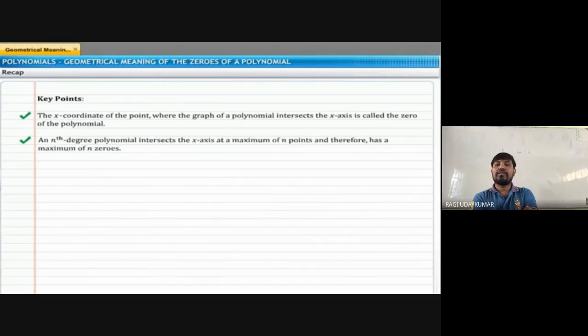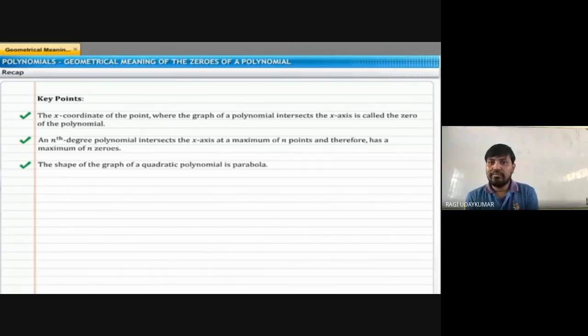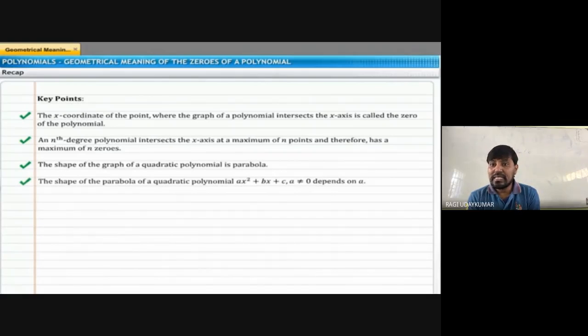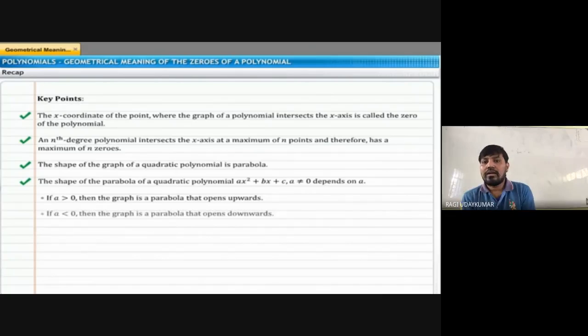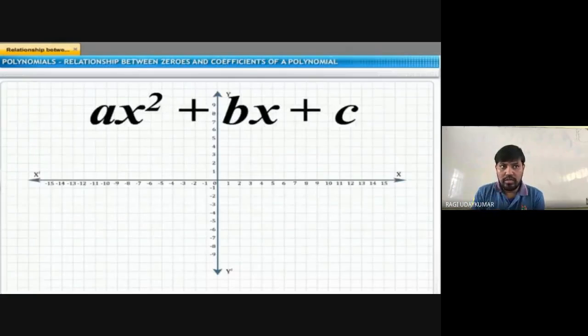So key points here, what we have learned. The x-coordinate of the point where the graph of the polynomial intersects the x-axis is called a 0 of the polynomial. An nth degree polynomial intersects the x-axis at a maximum of n points and therefore has a maximum of n zeros. Now the shape of the graph of a quadratic polynomial is a parabola, and the shape depends upon a. If a is greater than 0, it opens upwards, like this one. If a is less than 0, it opens downwards.